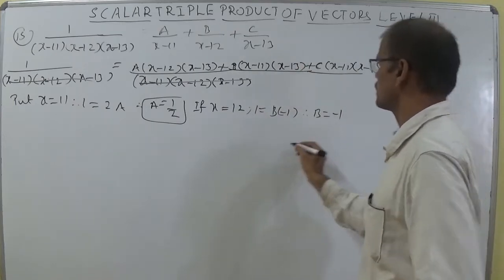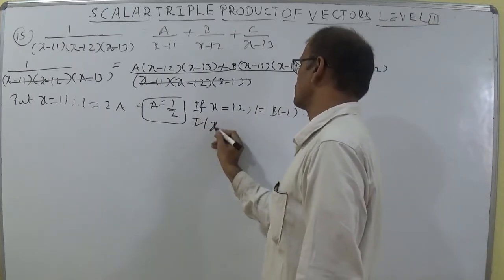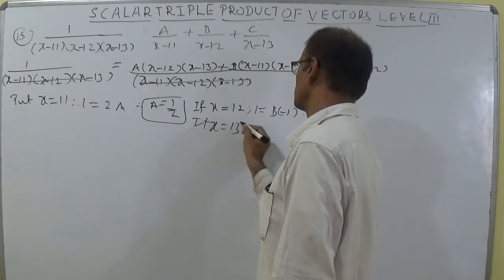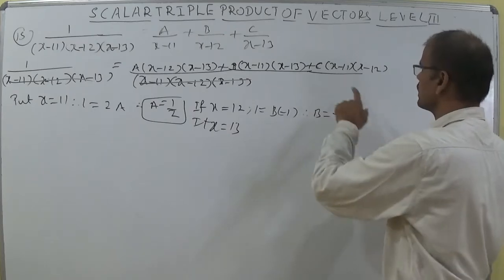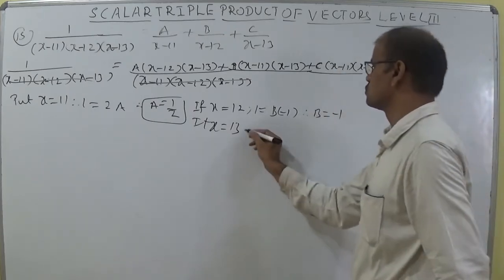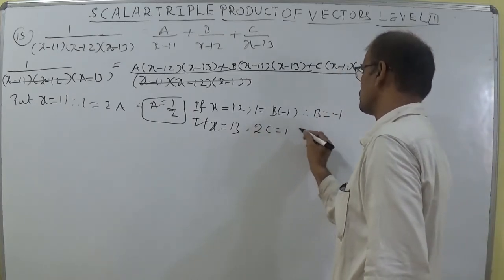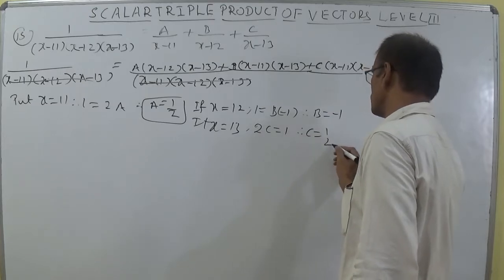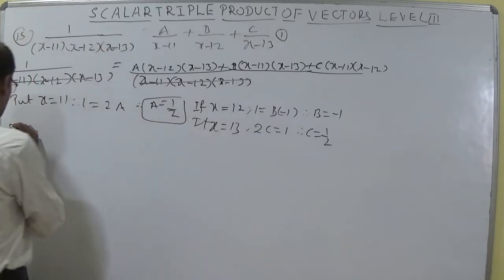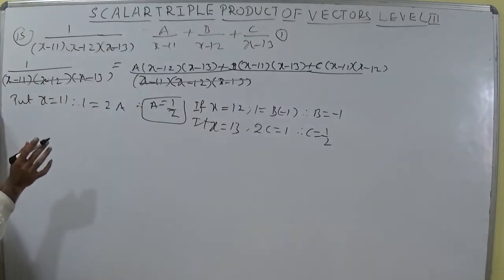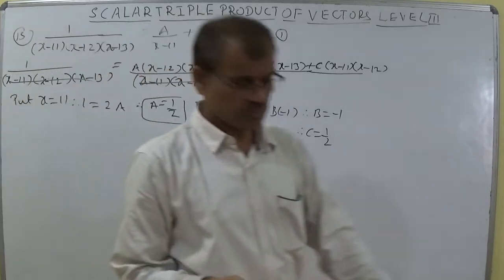Next, if x is equal to 13, this becomes 0 and this becomes 0. We will be getting c: 2 into 1, so 2c is equal to 1. Therefore, c is equal to 1 by 2. Let this be the first equation. No need to write from 1 because we already got the partial fractions.